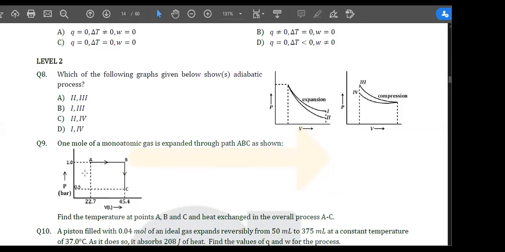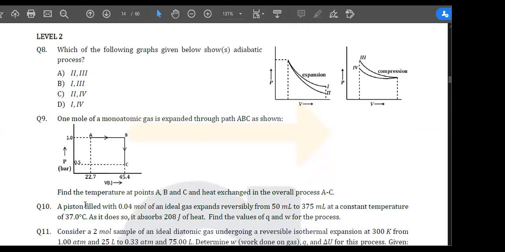STP at A. STP तो कैलकुलेट करने की जरूरत ही नहीं है. 273 केल्विन ही आएगा, राइट? सेम आ जाएगा. और यहाँ पे भी सेम आ जाएगा, दिमाग लगा लो. बिकॉज प्रेशर हाफ हो गया, वॉल्यूम डबल हो गया, तो रेशियो सेम है. तो C और A दोनों पे सेम टेम्परेचर होगा, 273. सॉल्व करना भी नहीं है. तो A और C सेम, राइट?